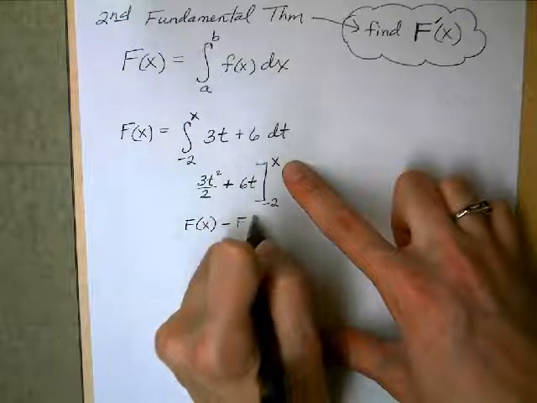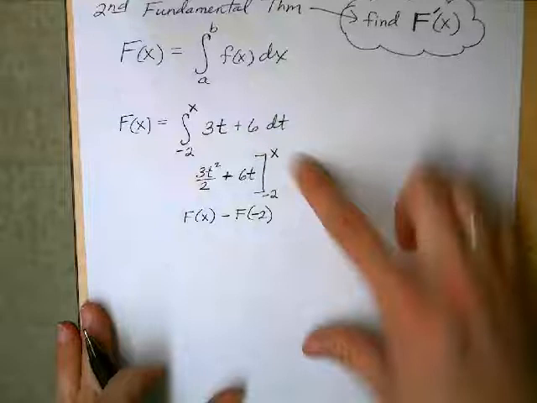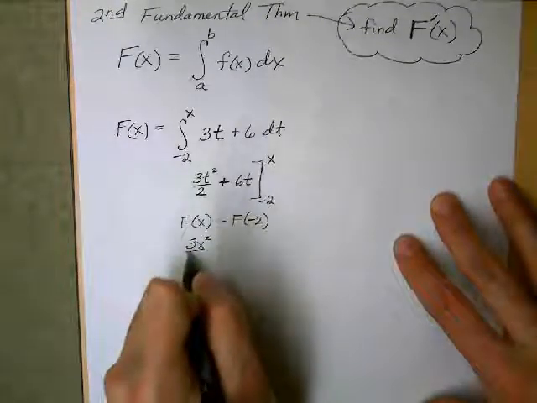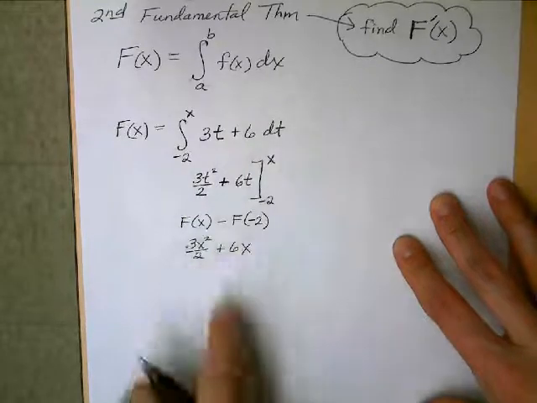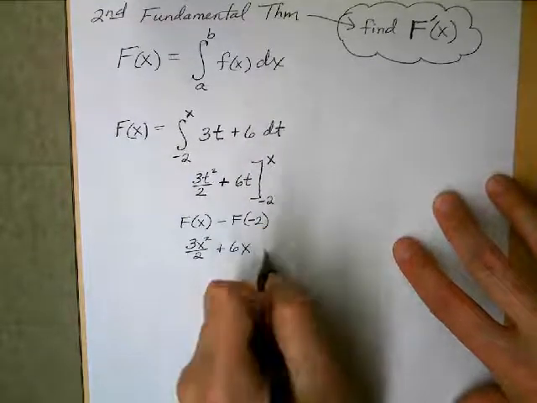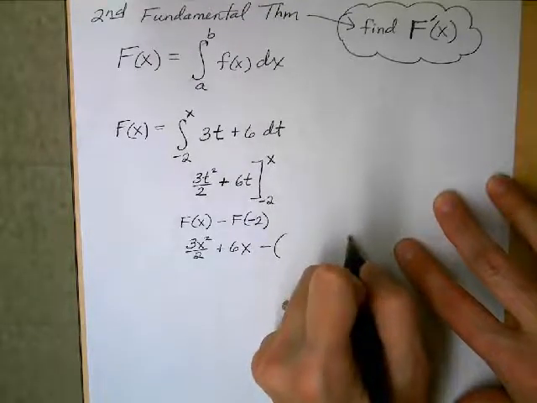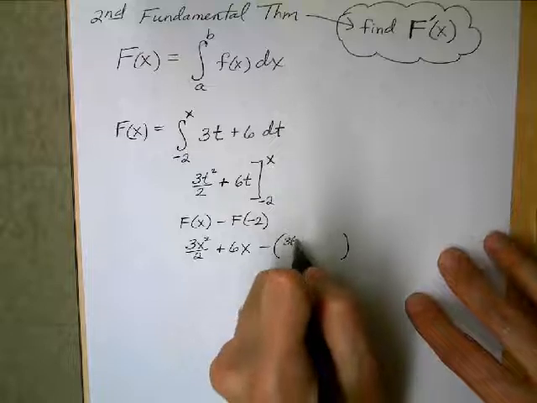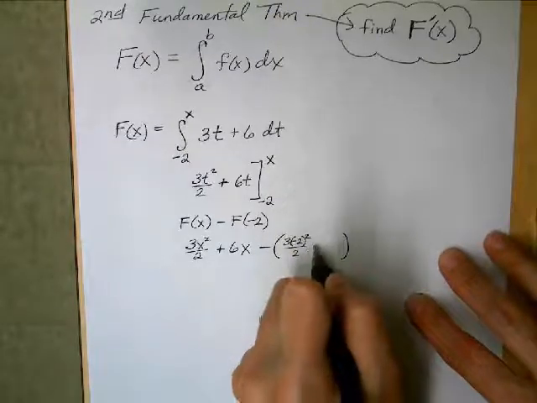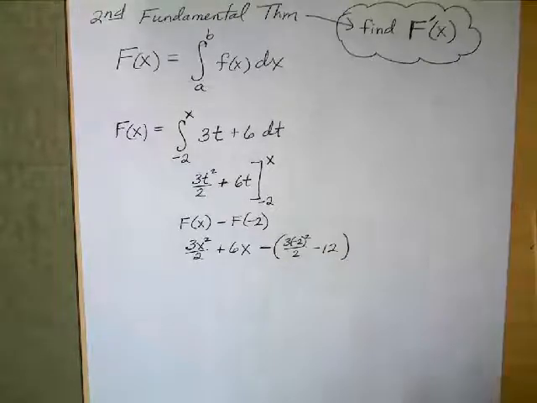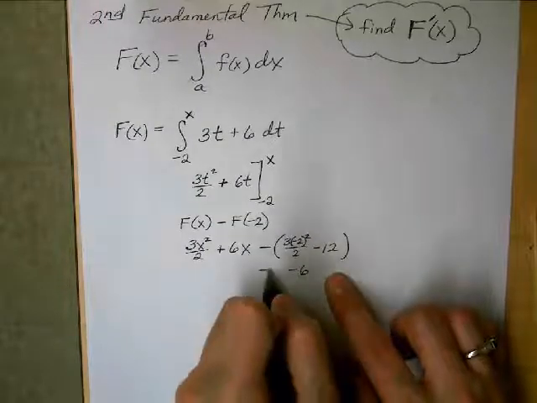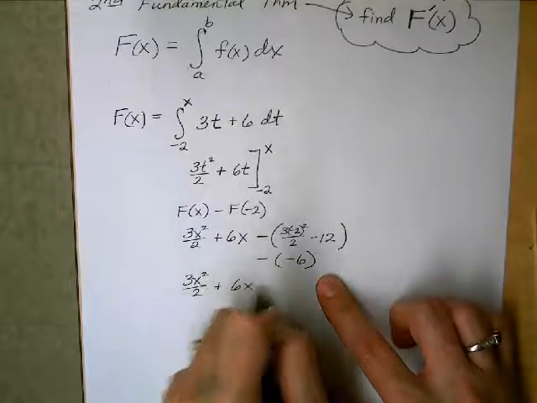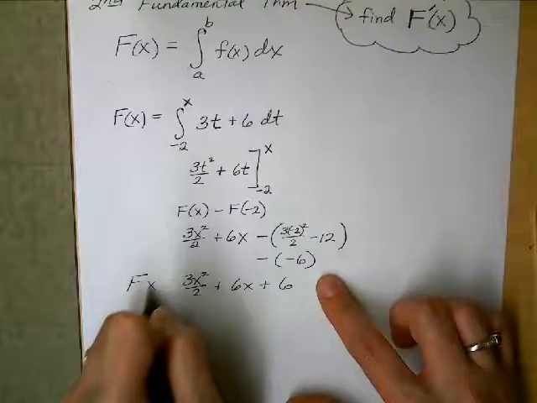So let's see if we can do that. All right, so plug in an x. So it'd say 3x squared over 2 plus 6x, right? Now let's try to plug in -2 into this, and we'll get some numbers. Okay, so you said it'd be -6 for this whole thing, but it was minus this -6, so it'll be plus 6. Good. So you're getting 3x squared over 2 plus 6x plus 6. Okay, that's F of x. That's this capital F of x. So when we integrated, we got back to the original function.